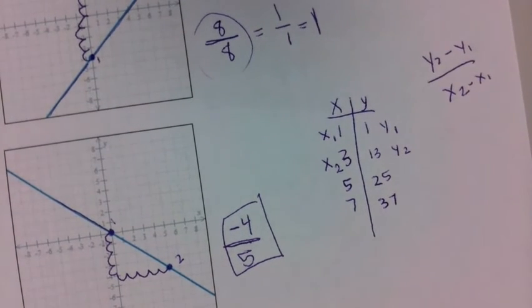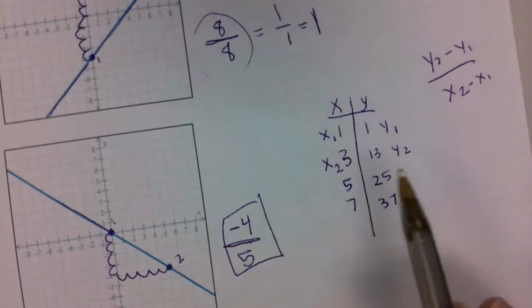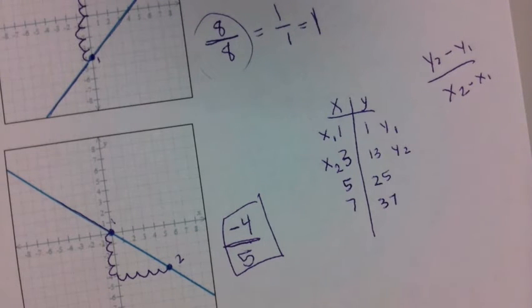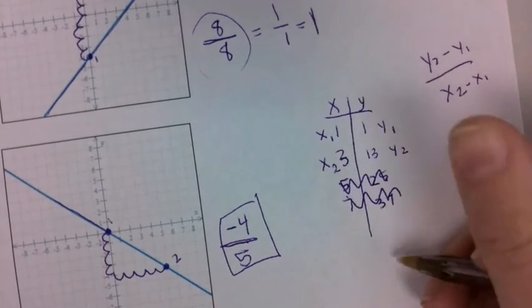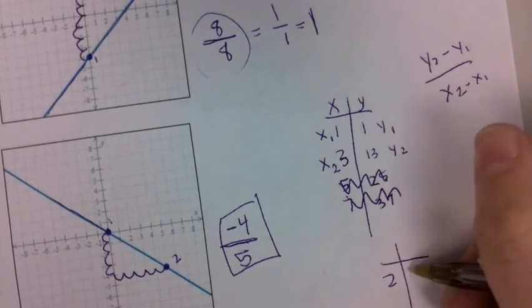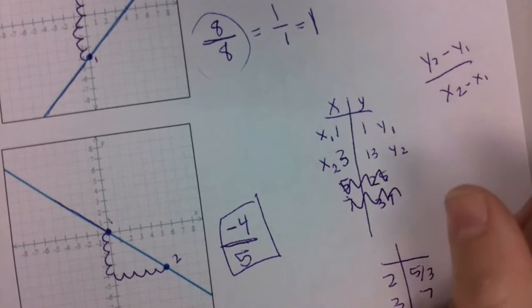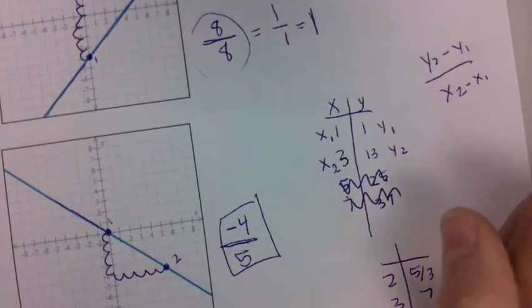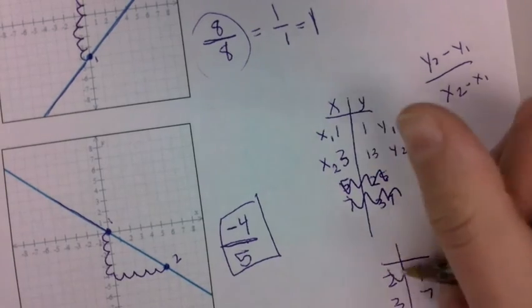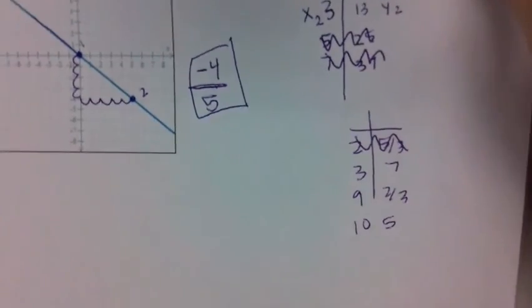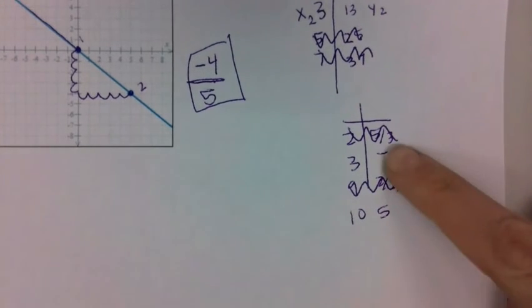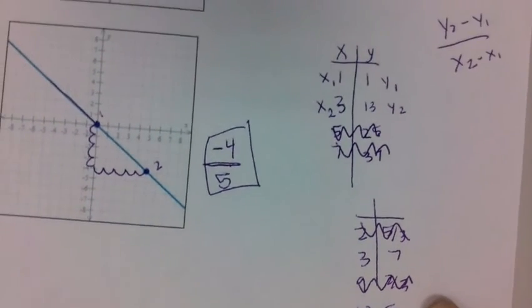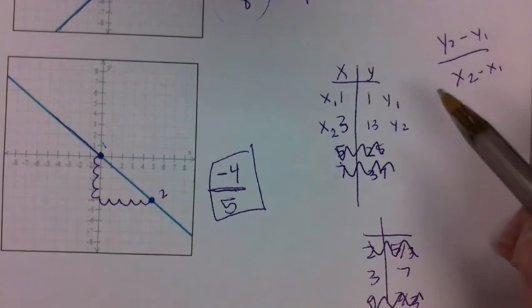Now, one reminder that I want to give to you is if the numbers are nasty, like negative or decimals, you can cross out rows. So I can cross out these bottom 2 rows, or if I had a table that was like 2, 5/3, 3, 7, 9, 2/3, and 10, 5, I would cross out the 2 that had to do with fractions and only use the ones with whole numbers. That is allowed.